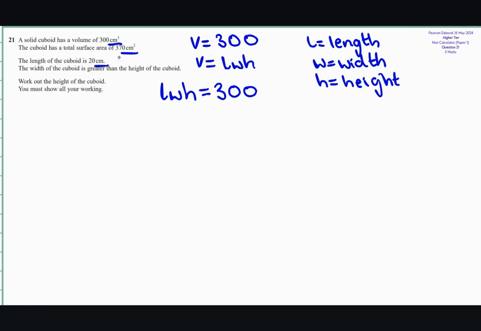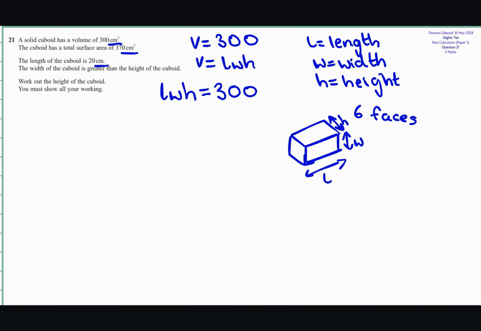We know that the total surface area is 370. So how do you calculate the surface area? You find the area of each face and add them together. So let me draw a cuboid. Give me 1 second. All right, here is my cuboid. So my cuboid has 6 faces. This is the length, this is the width, and let's say this is the height. Now, this doesn't really matter what order you've done it in. It's just a drawing to help you figure it out.